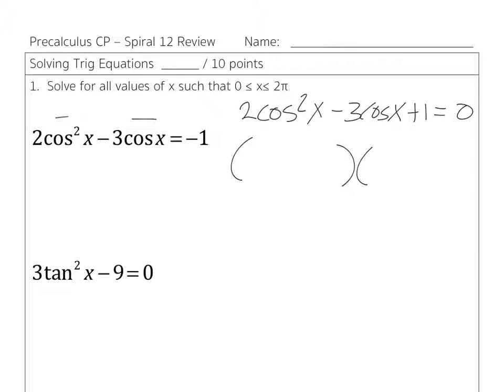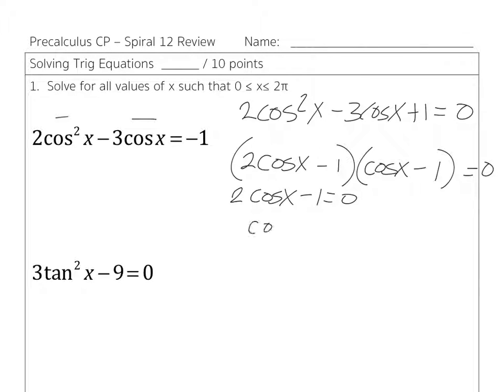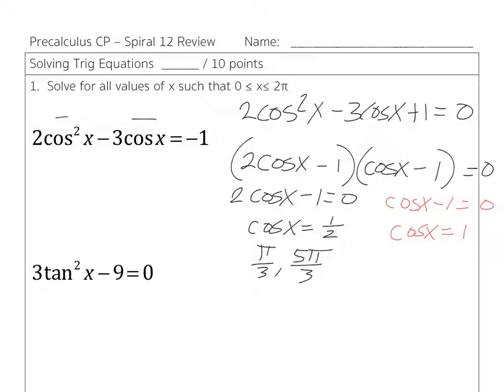In factoring, this is going to factor into 2 cosine x minus 1 and cosine x minus 1, which means we get 2 cosine x minus 1 equals 0, where cosine x is equal to 1/2. That's true at pi over 3 and at 5 pi over 3. We also get cosine of x minus 1 is equal to 0, which means that cosine of x is equal to 1. That's going to be true at 0 and at 2 pi. Based on my interval, I can use both endpoints, so all 4 of those answers are correct.